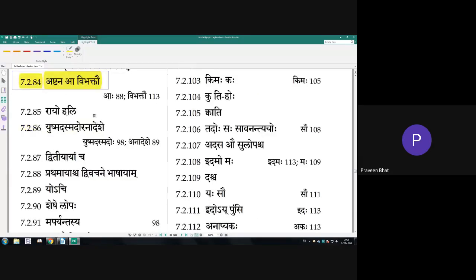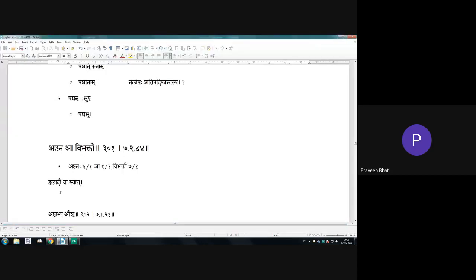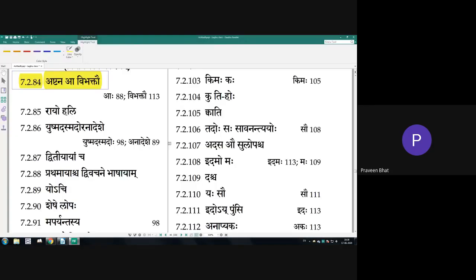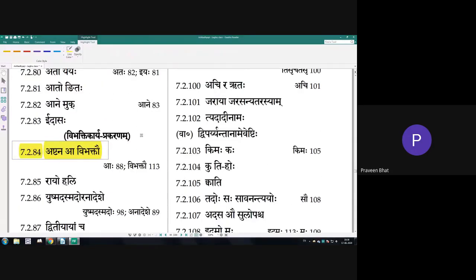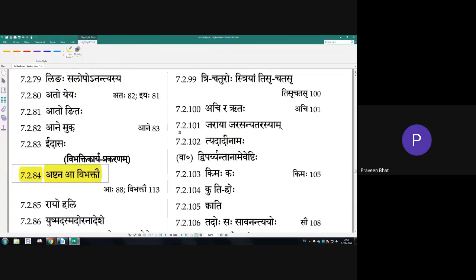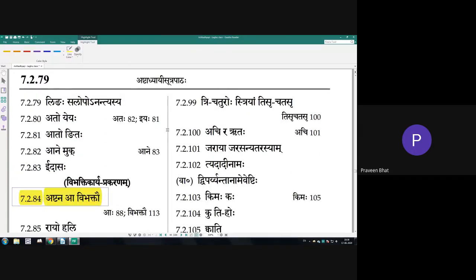Having nothing more, but he uses hal. Hal, what does he say? Haladau vasyat. Haladau. So we need haladau, hali from somewhere. Ajadi, it will not happen. So how do we differentiate? Vibhakti can be anything. Thereby, ashtana a vibhaktau, we need hali from rayohali.